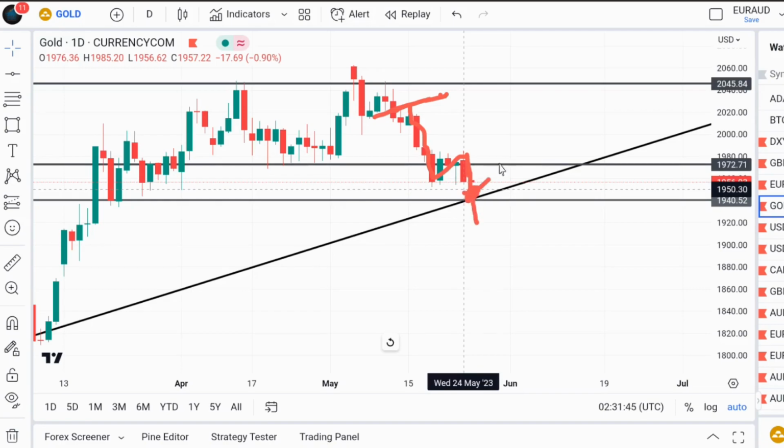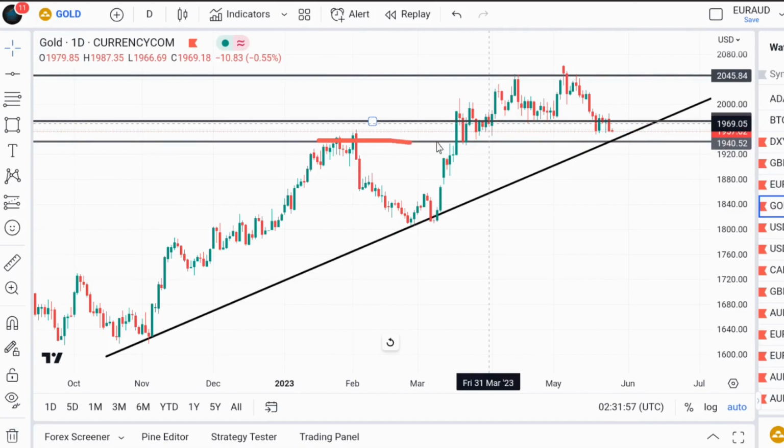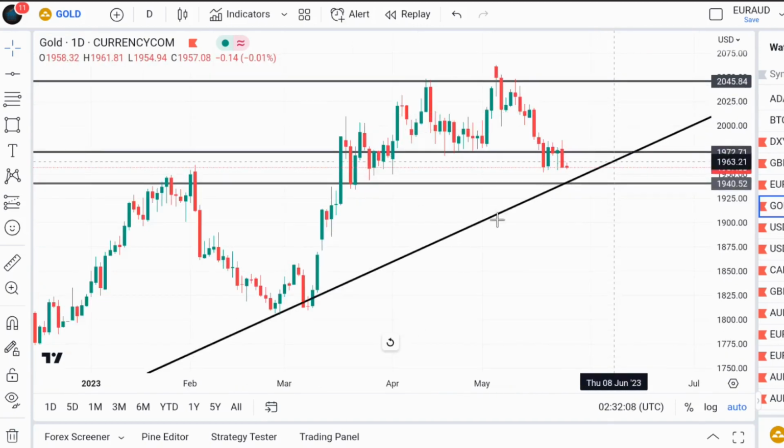So we might actually have a rejection here to the upside, because we have a very strong support level at that area. As you can see, this is a very strong support level, so we might actually have a rejection at this level to the upside. So that's what we are anticipating for.